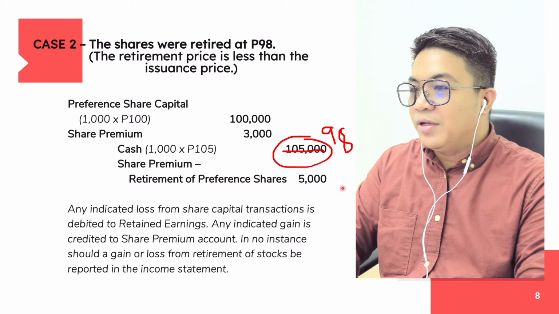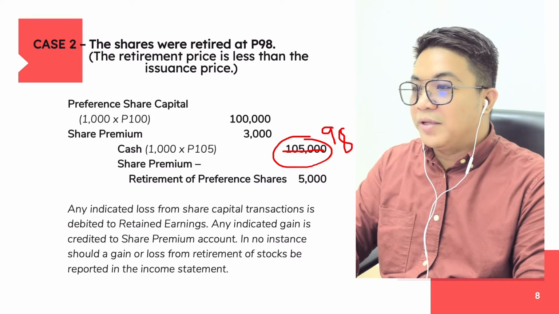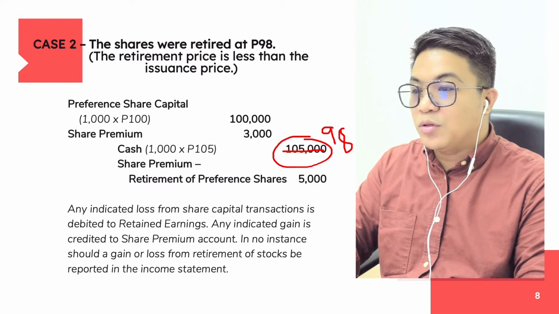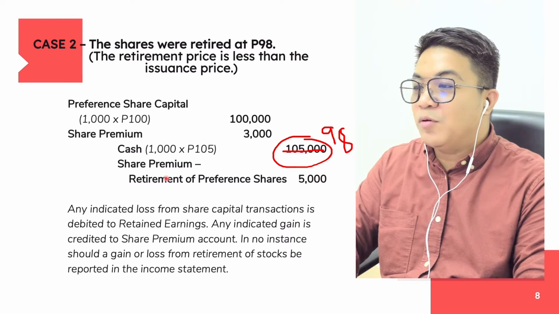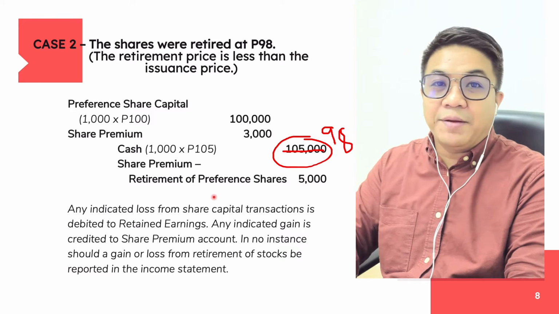plus natin yung 5,000. So, equal niyan is 103. So, tama ba na cash? Yes. Naka-credit sa cash, and also yung partner niyan, yung share premium dash retirement of preference share na 5,000.